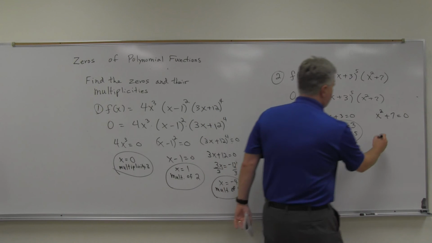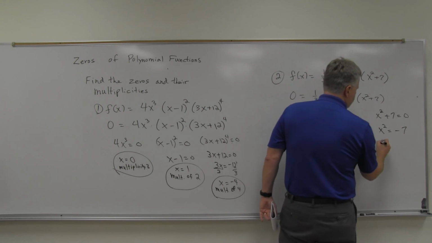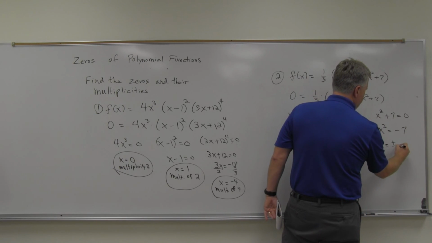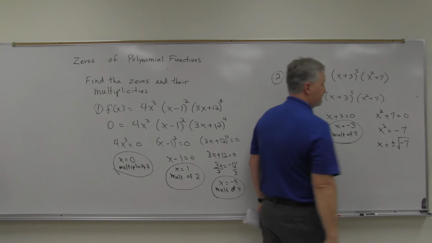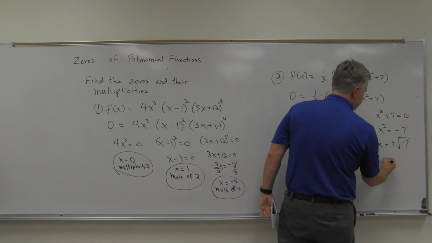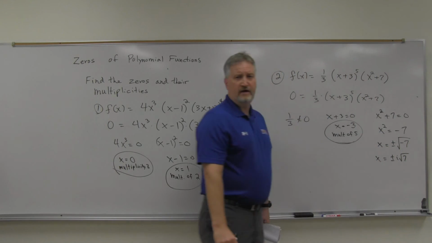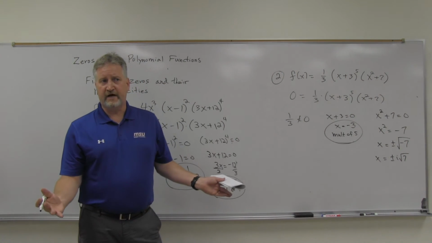So what have I got there? x squared equals -7. And so x would equal plus or minus the square root of -7, which is i times the square root of 7, right? Because you got the square root of -1. The square root of -1 is i.